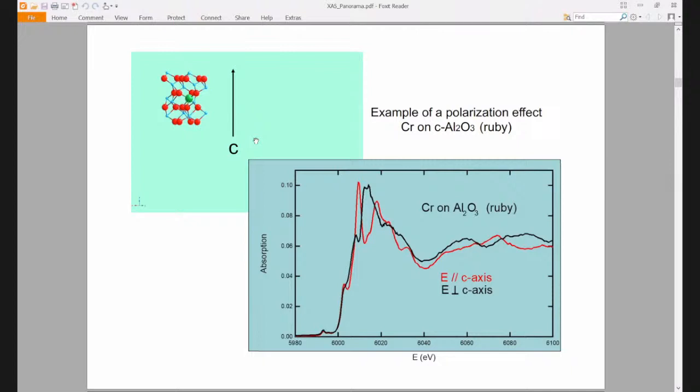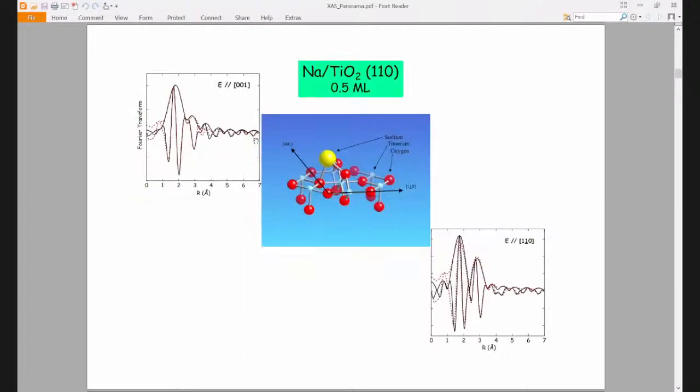And if you do an absorption edge spectrum of the chromium inside the alumina, with the electric field like that compared to the sample, or like that, parallel to the C-axis or perpendicular to the C-axis, you will see that you have two very different results. This is because the site of the chromium in the ruby is not at all centrosymmetric. It has an axis, and the environment along this direction is very different from the environment along the vertical direction. This makes a difference, okay? And sometimes it is very useful because of the polarization of the light.